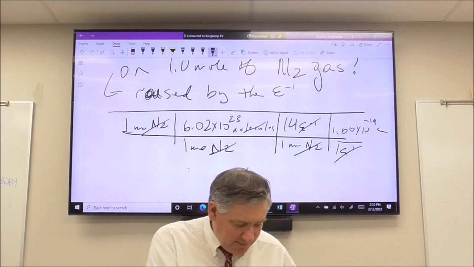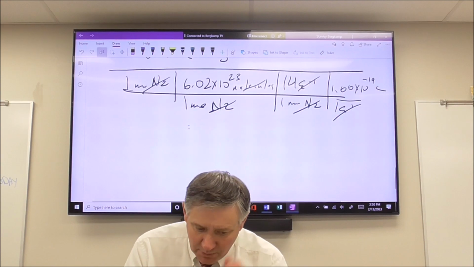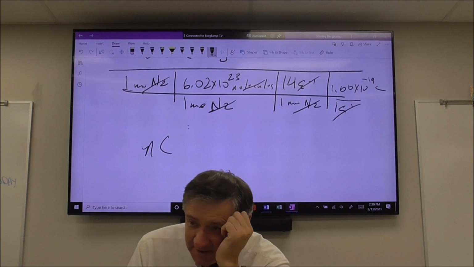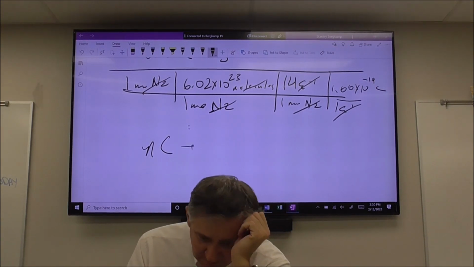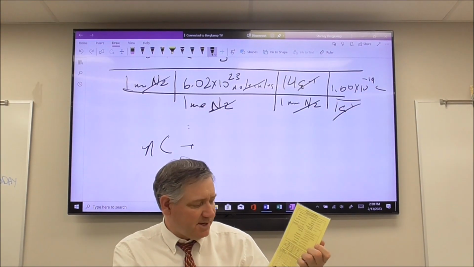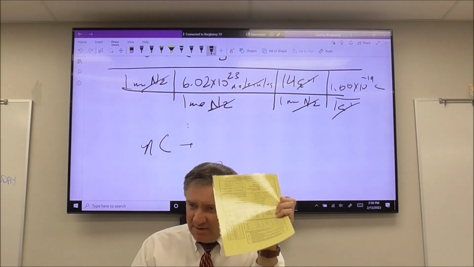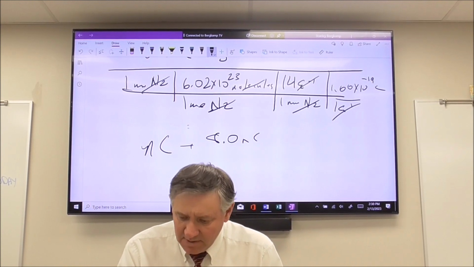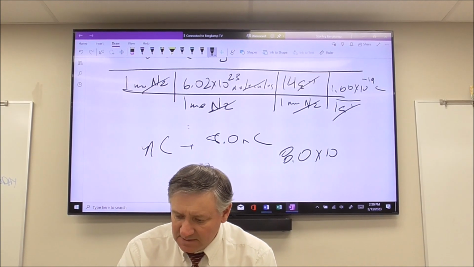Now, a lot of times, you're going to use prefixes, like nanocoulombs. I hate nanos. No, nanocoulombs are cool. If you look on your yellow sheet, down here on nano, that means 10 to the negative 9th. So if you have 8.0 nanocoulombs, that would be 8.0 times 10 to the negative 9th coulombs.